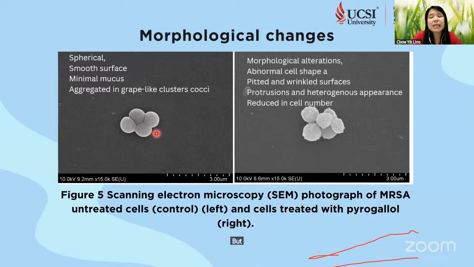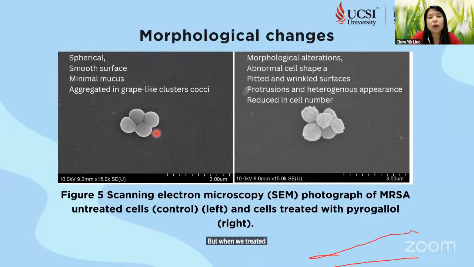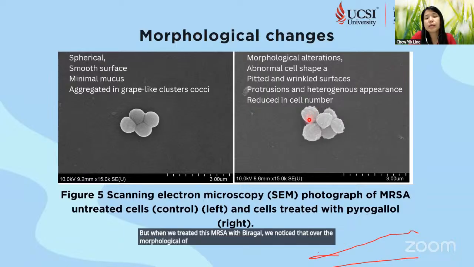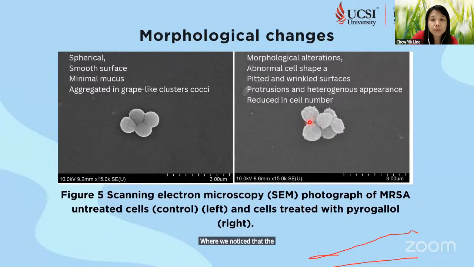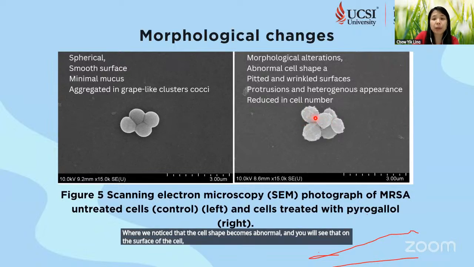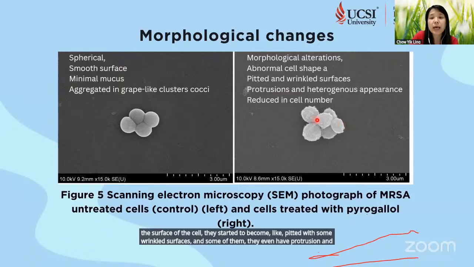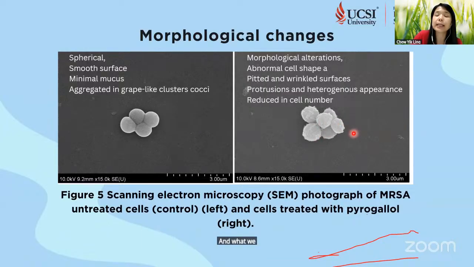But when we treated this MRSA with pyrogallol, we noticed changes in the morphology of the cell, where the cell shape becomes abnormal, and you will see that the surface of the cell started to become pitted with some wrinkled surfaces, and some of them even have protrusions and a heterogeneous appearance. And what we notice is that the cell number actually started to reduce.